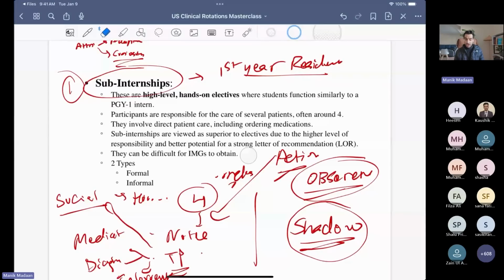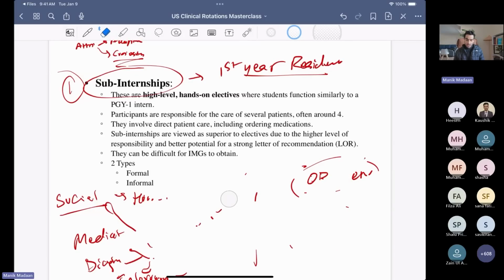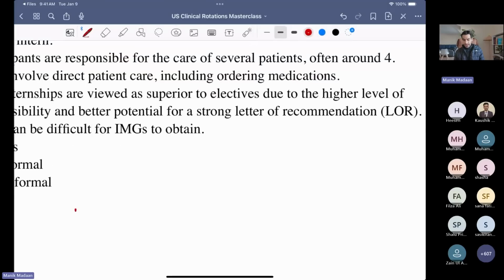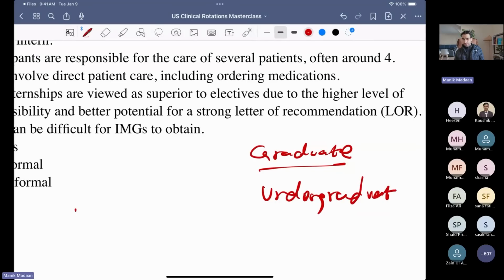And let's go into how to get them, right? The first way to get sub-internships, and I think I also have to make this clear, is I get asked this question: can I do sub-internships if I'm a graduate or an undergraduate? The answer is you can do it if you're a graduate, you can do it if you're an undergraduate.